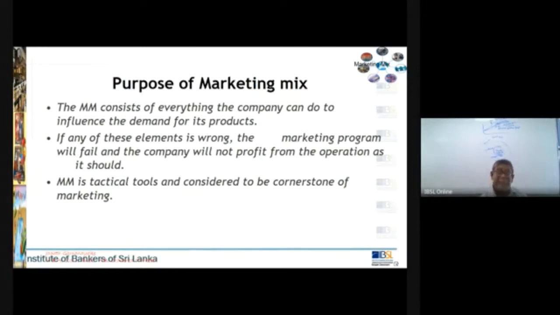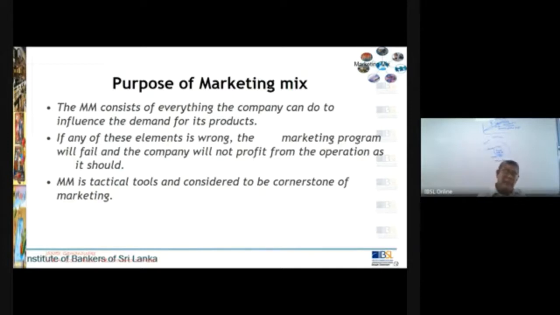It is like how we say women have certain tactics. Those are their tactics. Like that, marketing mix variables are tactics to achieve marketing strategies. Right? So marketing mix elements are tactical tools that can be used to achieve the organizational strategies.